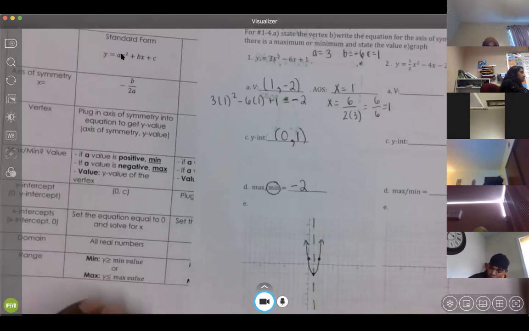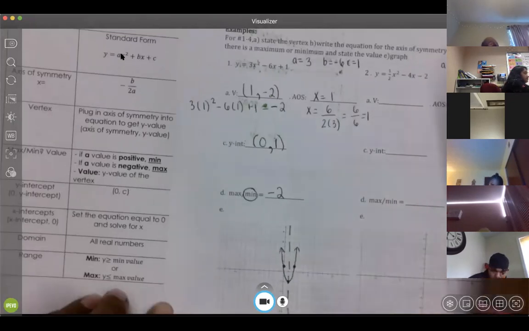Your A is going to be 1/2. Your B is going to be -4. And your C is going to be -2.